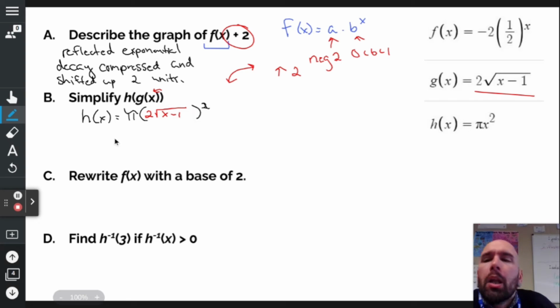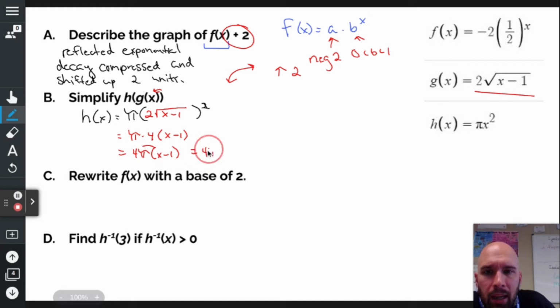Okay. Now, to simplify this, pi still lives on the outside. I have 2 times the square root to the second power. So 2 to the second power, that part becomes 4. The square root to the second power cancels itself out. That part becomes regular old x minus 1. And now I have a distributive property problem. So let me just quick rope those two together: 4 pi times x minus 1. Distributive property is going to be 4 pi x minus 4 pi.